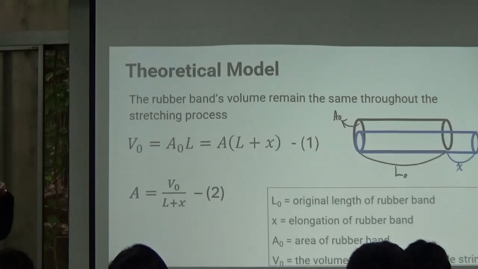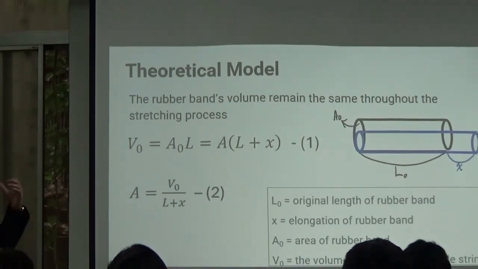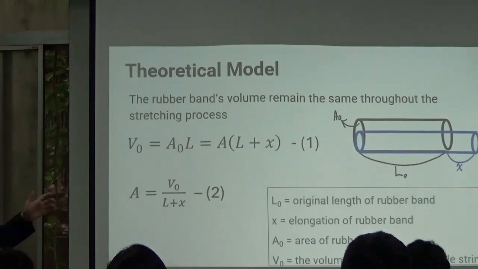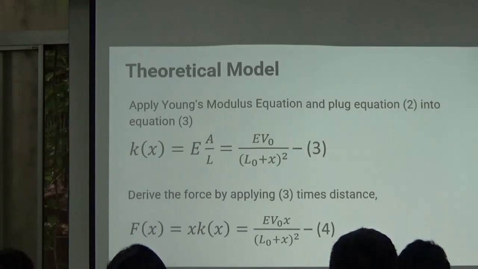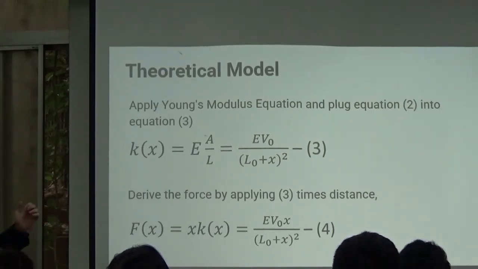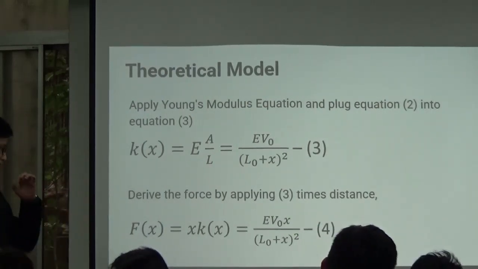The rubber band's volume remains the same throughout the stretching process, so we can derive equation 1, which states this condition of constant volume. Through some manipulation, we get to equation 2. We can then apply Young's modulus equation and plug equation 2 into equation 3, so we get this elasticity equation 3.